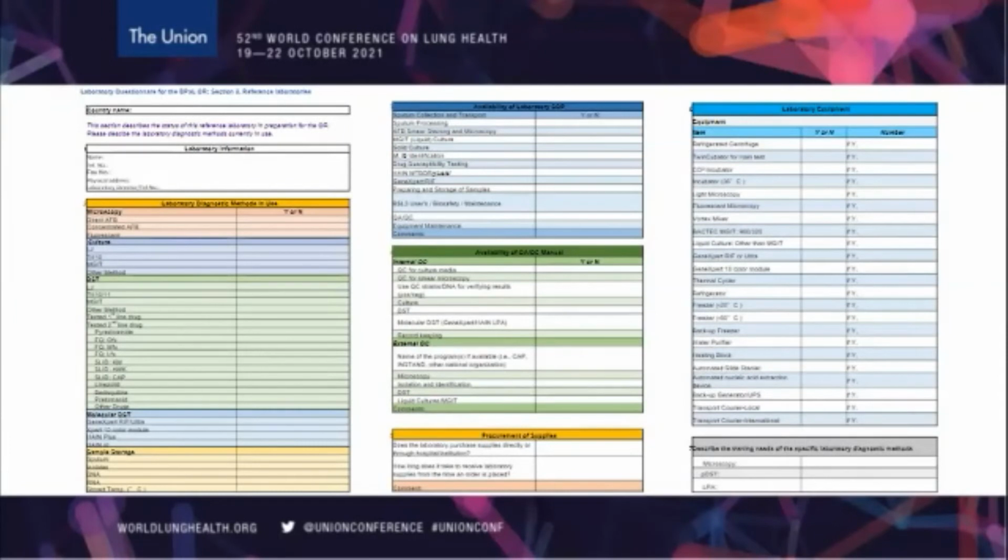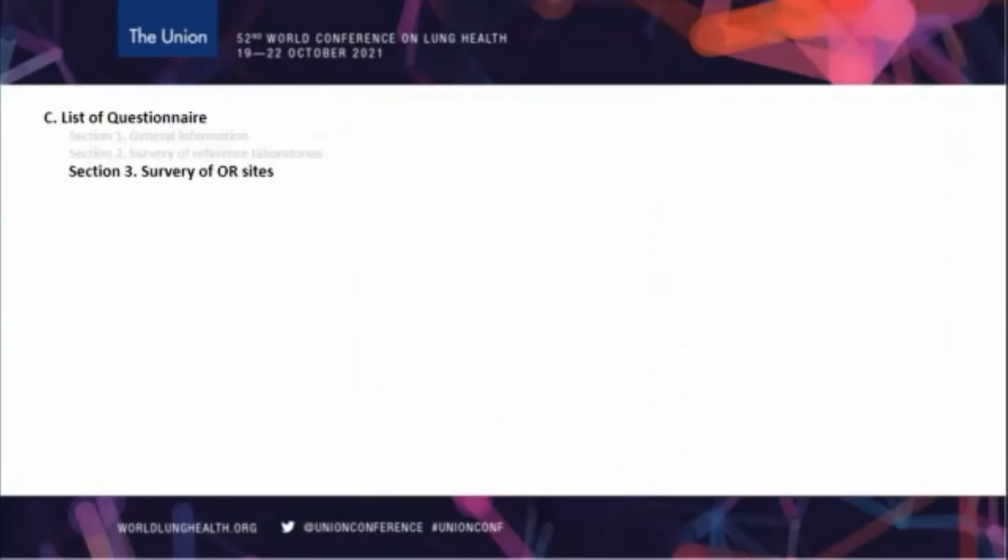For equipment, simply mark yes or no and write down the quantity of certain equipment you have. Finally, you may describe what kind of training is necessary for microscopy, phenotypic DST, and LPA. For those of you who do not have previous experience in phenotypic DST, ITRC has prepared a training material for BPaL PDST, and you can download it from the ITRC website. The same contents and flow will apply to this slide, which is about OR sites.